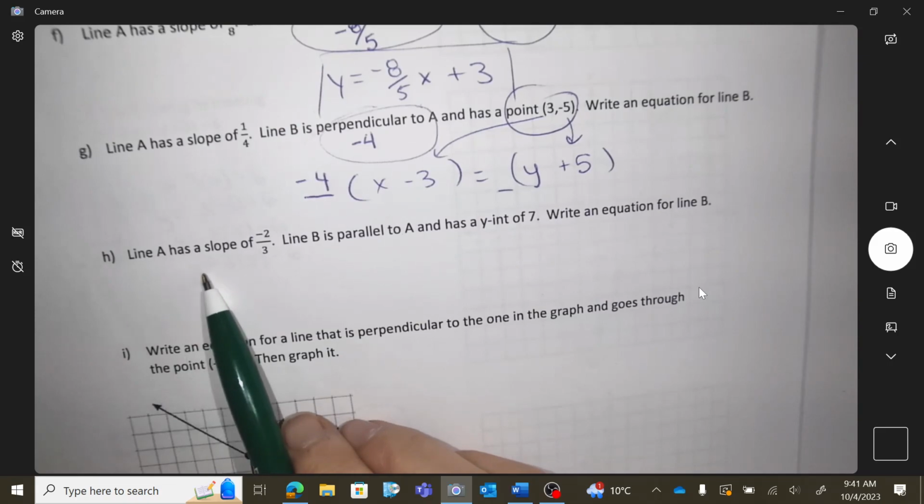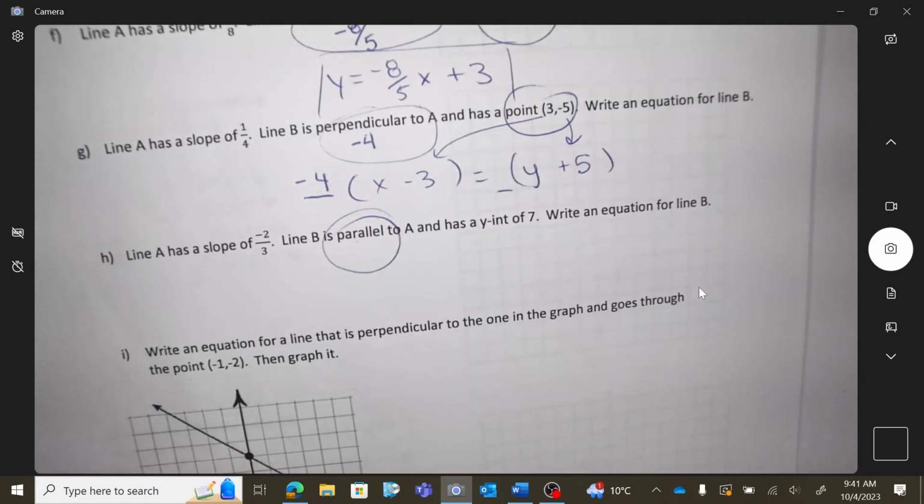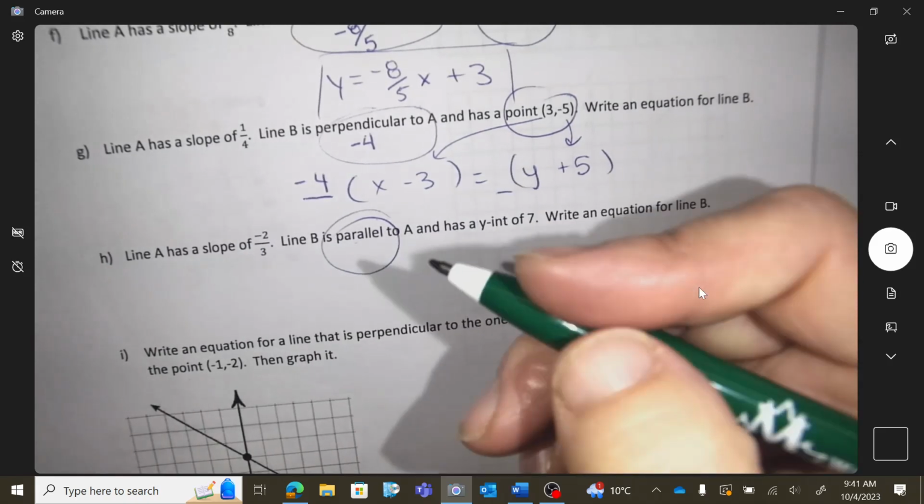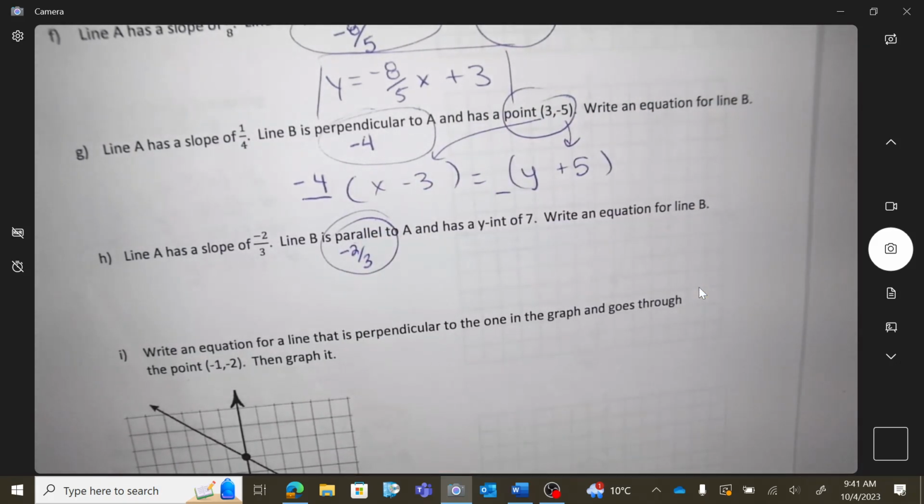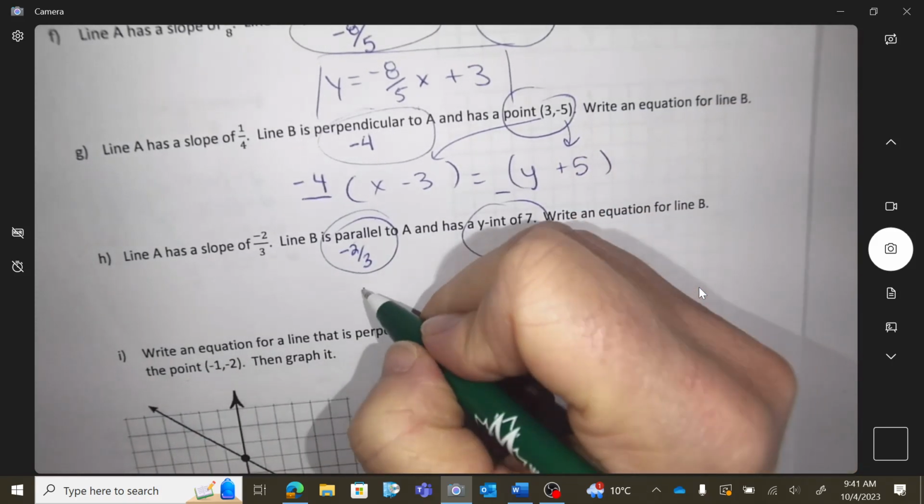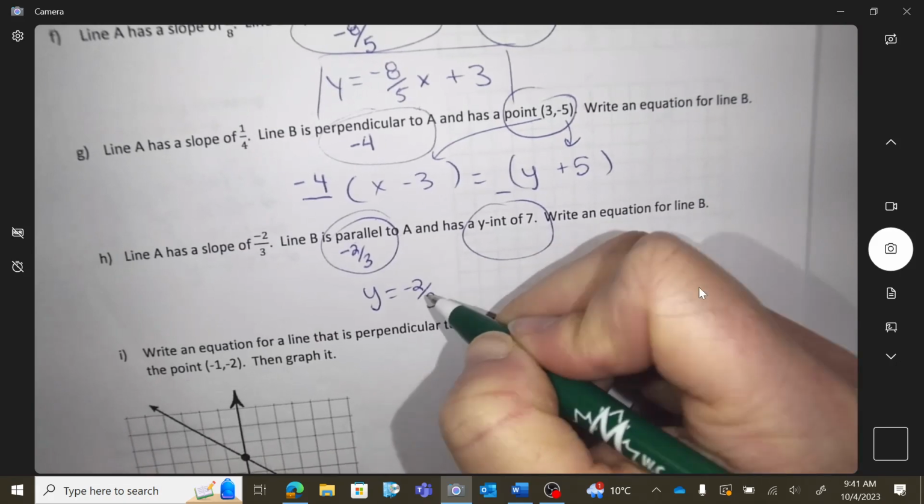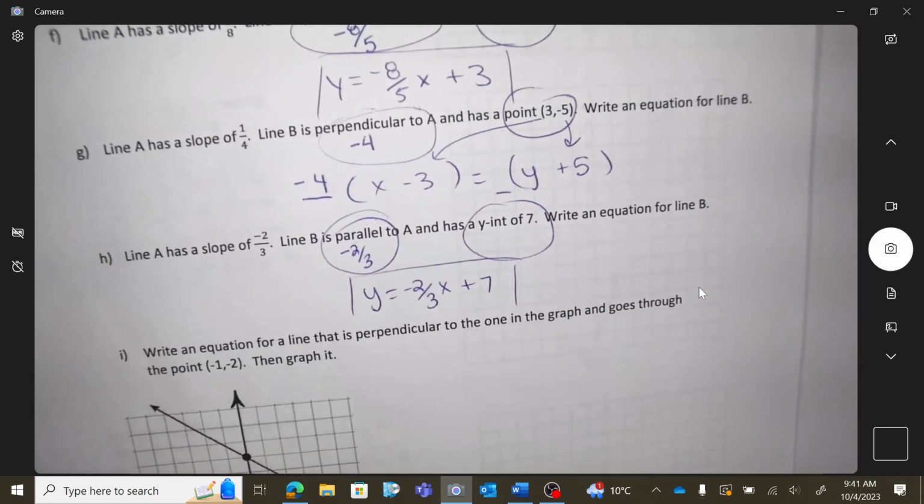Okay, this time we have a line and we want to be parallel to that line. So what is the slope of our line if we are parallel? We're just the exact same. Whatever you see, you have to be the same. And a y-intercept. So if I'm given a y-intercept, I'm going to pick the mx plus b one.